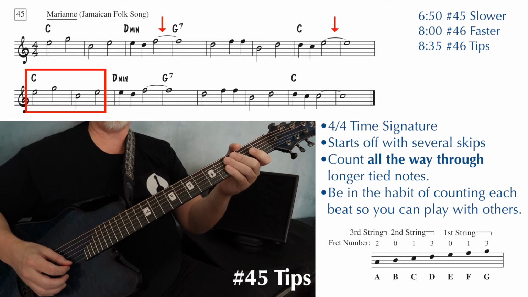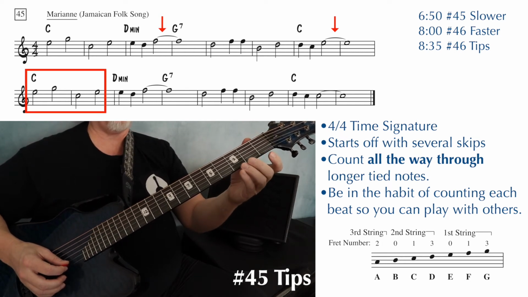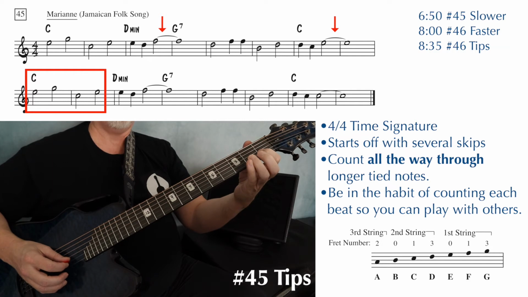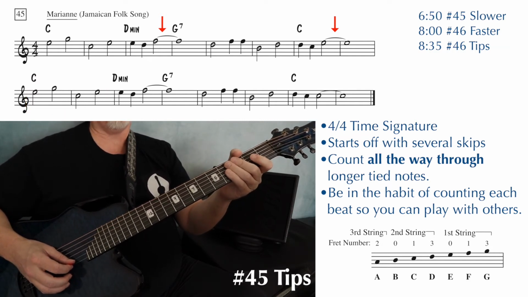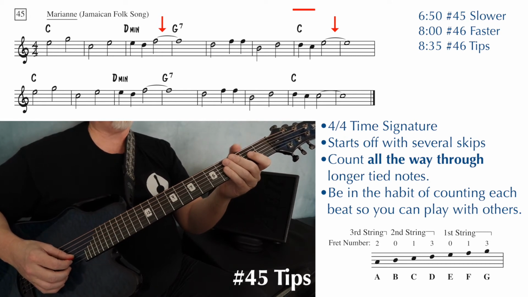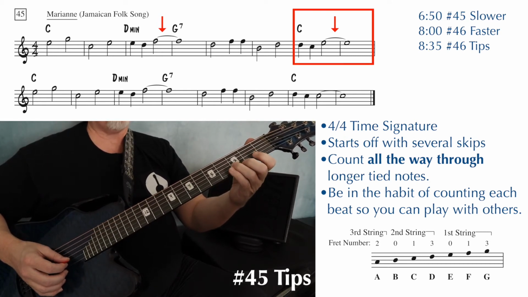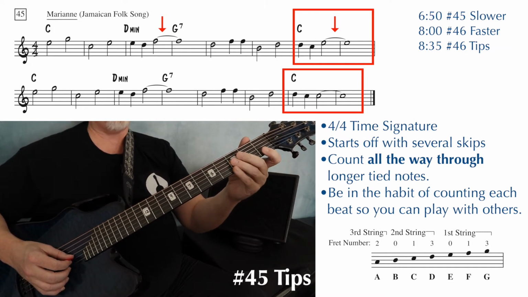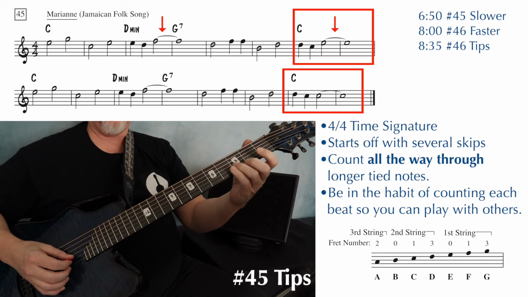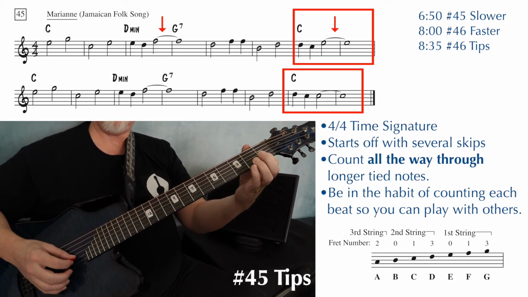Line 2 starts just like line 1 with our skips. As a matter of fact, the only difference between line 1 and line 2 are the last 2 measures of each line. The first line ends with D, C, E, and the last 2 measures of the entire song end with D, C, C.